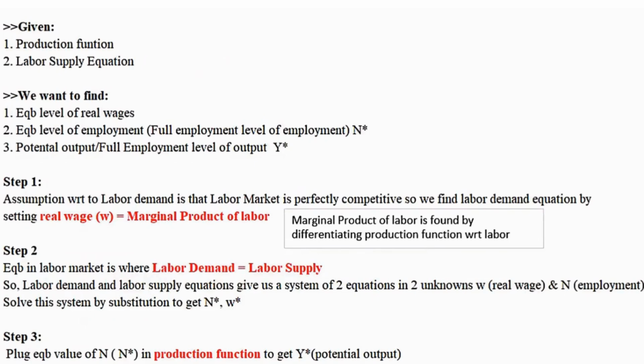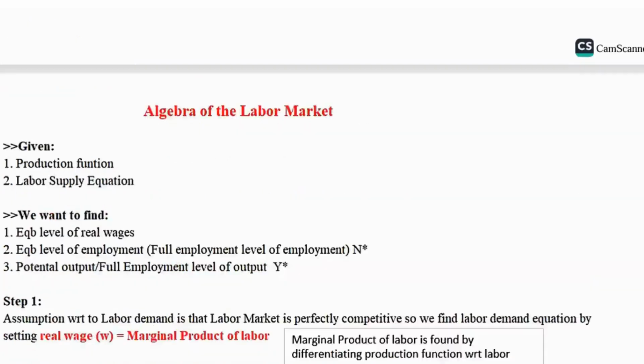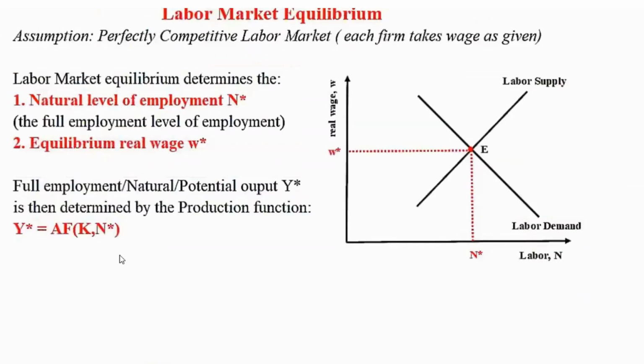In step three, we finally find Y star, where we plug in the equilibrium value of N, which is the full employment level of employment N star, in our production function to get Y star, where we know, as we discussed, Y star is equal to A F(K, N star).